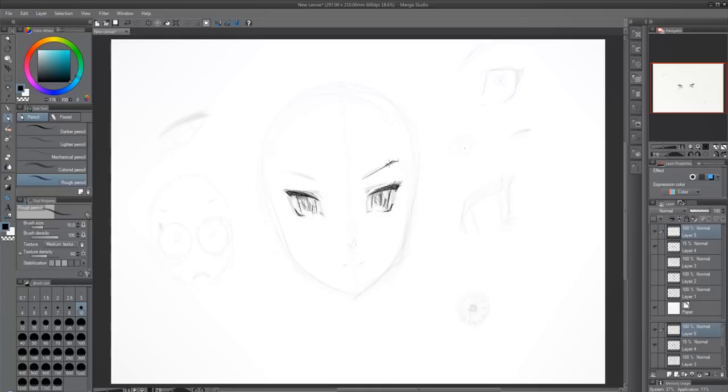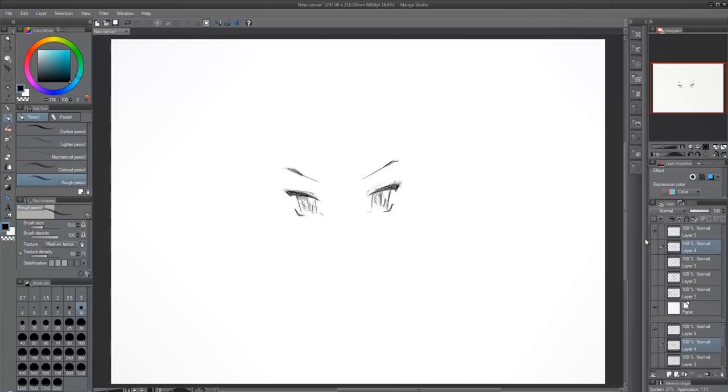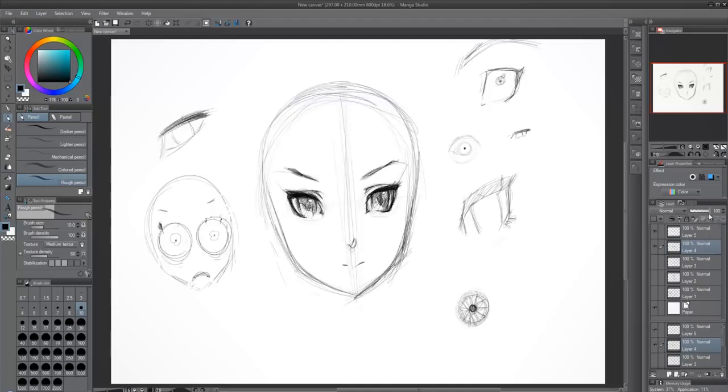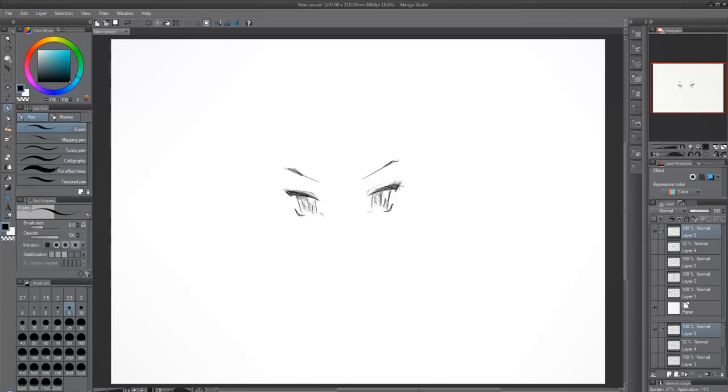Okay, so now we have this, and it's much more stylized than what we originally started with. But it still works. And what I'm doing is I'm simplifying things, I'm making things sharper. So I could take it a step further and really sharpen things up. Switch to the G pen.